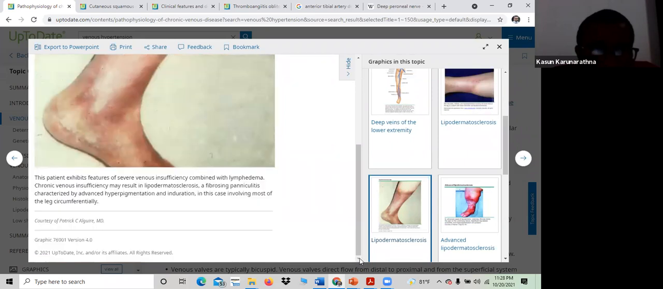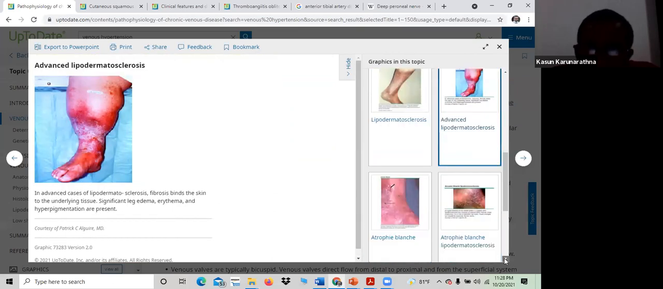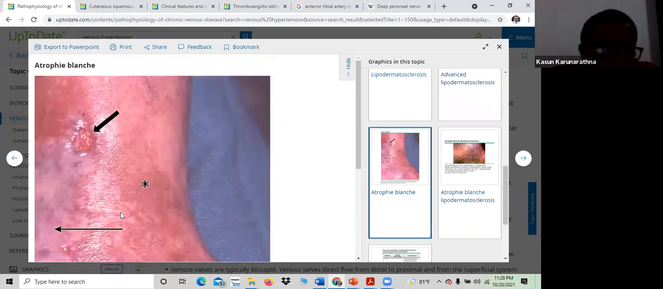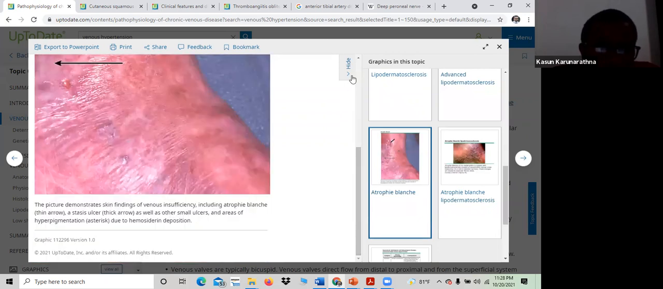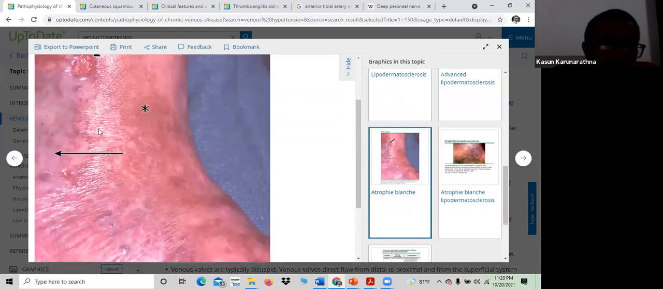Lymphedema, lipodermatosclerosis, fibrosis panniculitis, characterized by advanced hyperpigmentation and induration. This is an advanced form of lipodermatosclerosis, right? This is atrophie blanche, right? This is blanching, and this is ulceration, right?